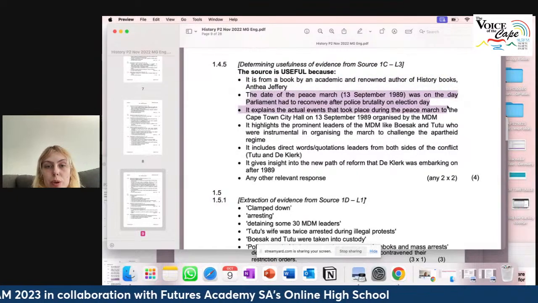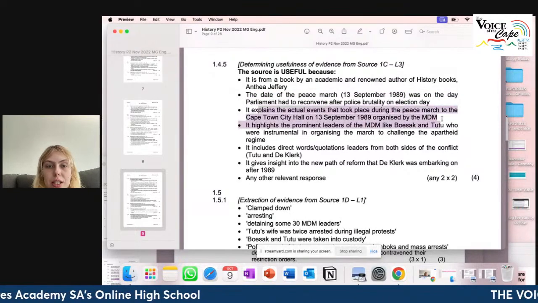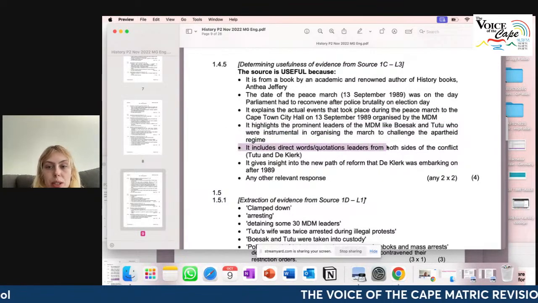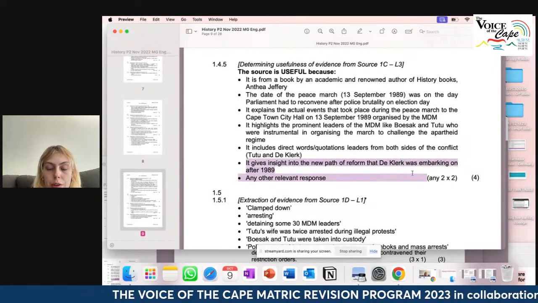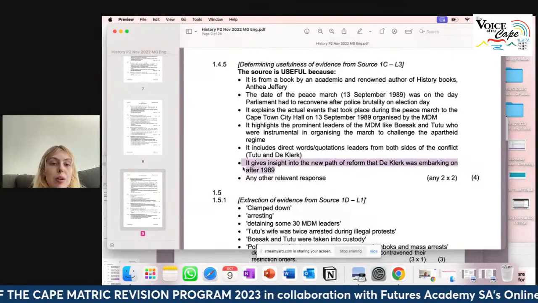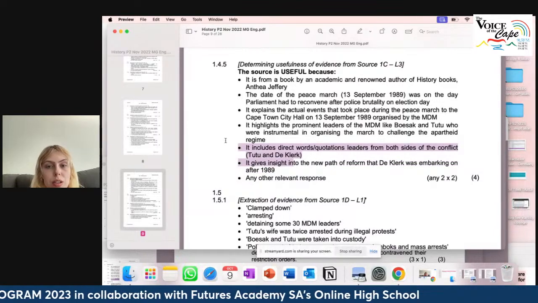The date of the Peace March was on the day Parliament had to reconvene. It explains the events that took place. It highlights the prominent leaders. It includes direct words or quotations from leaders. It gives insight into the new path of reform. So this would be what we said about giving insight into the apartheid government's response, or any other relevant response. Okay.